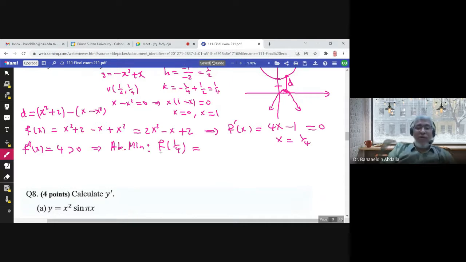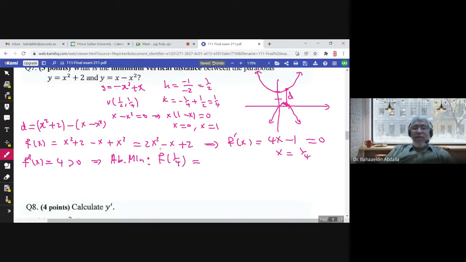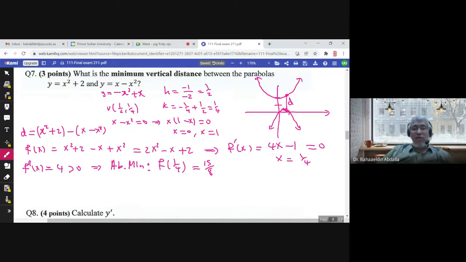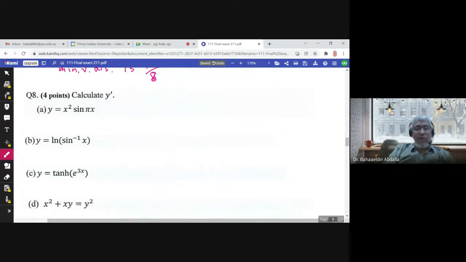And f of 1 over 4, this is f of x. So I can find f of 1 over 4. It is 2 times 1 over 4 squared, then minus 1 over 4 plus 2. The answer is 15 over 8. So that's the absolute minimum. So the answer to the question, the minimum vertical distance is 15 over 8. That's the minimum vertical distance between the two parabolas.